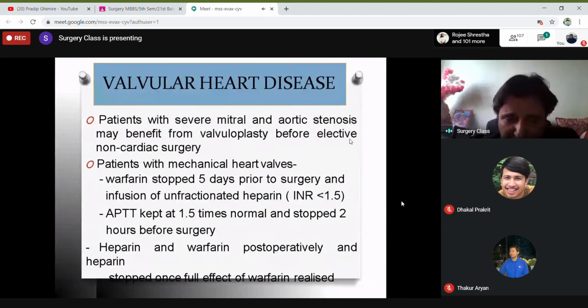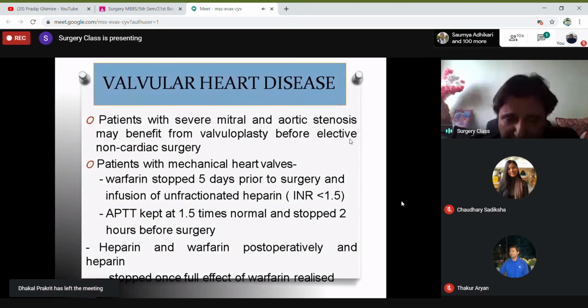Okay, and the patient with mechanical heart valves, usually they will be on warfarin. So you have to stop the warfarin 5 days prior to surgery, and you have to have heparin infused, 12 hours before the surgery. And the INR has to be less than 1.5.